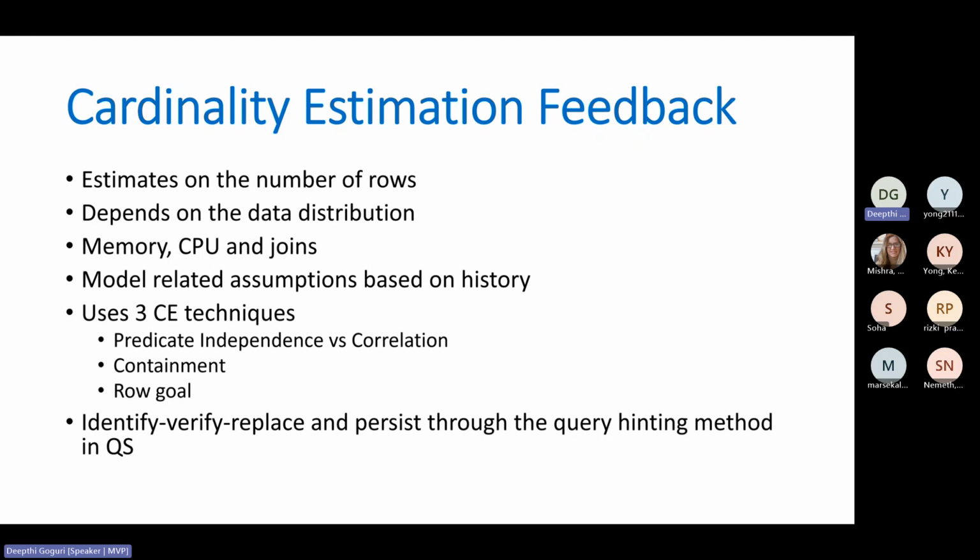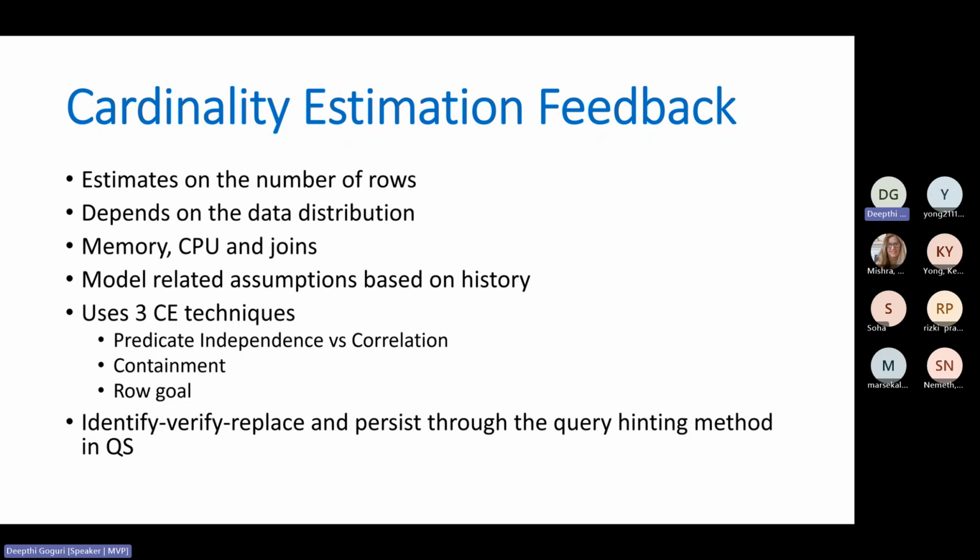And that always depends upon the distribution of your data within your column statistics, like how the data is actually distributed in your column. Based upon that distribution, your memory, CPU, what kind of joins it can use, and what kind of indexes it can use inside your plan will be decided based upon these estimates. So there is this one model, where related assumptions will be used based upon the query store history, again, the history of your executions.